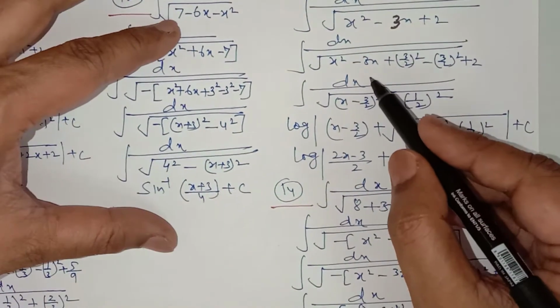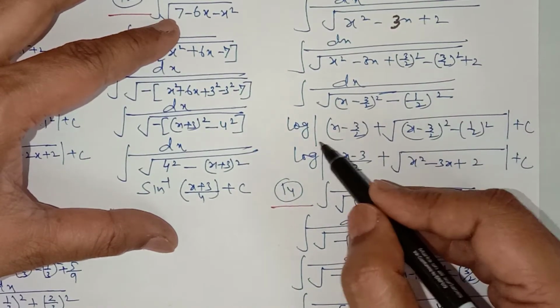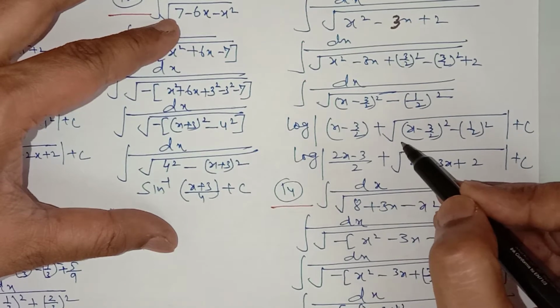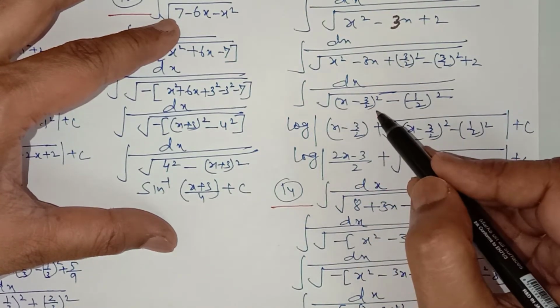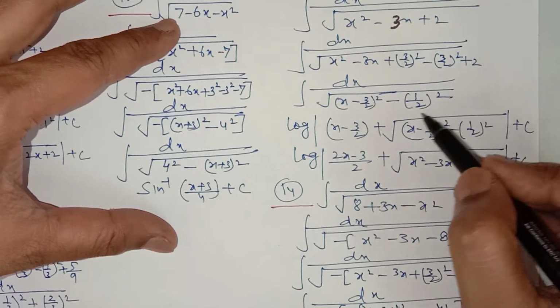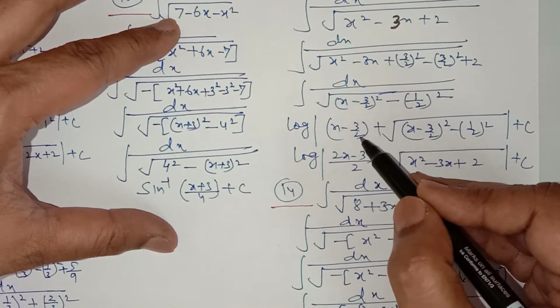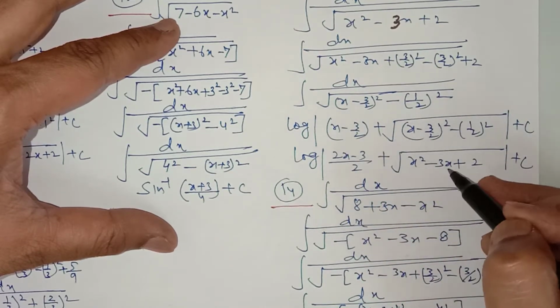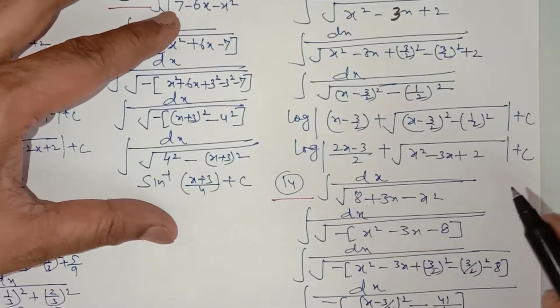So it becomes a special integral of 1 upon under root x square minus a square, which is equal to log of x plus under root x square minus a square. In place of x, we have x minus 3 upon 2, and in place of a, we have 1 upon 2. Simplify the square root, and it will become 2x minus 3 upon 2, x square minus 3x plus. When you do the whole square and simplify, you will get this as it is.